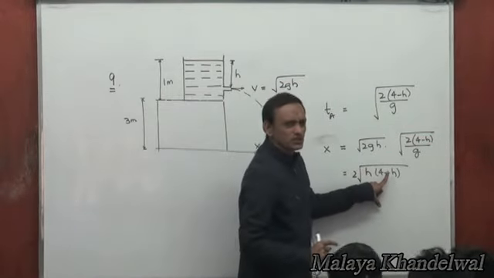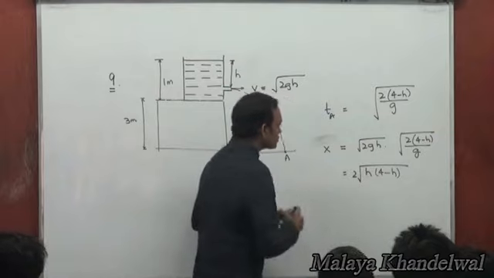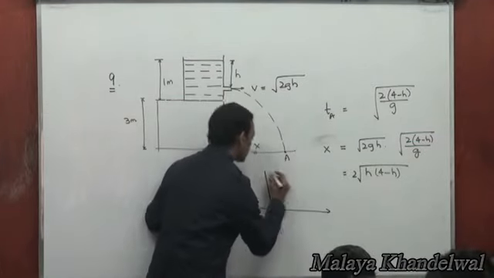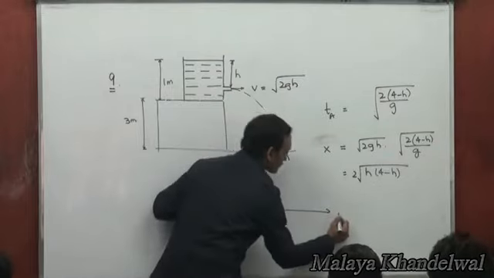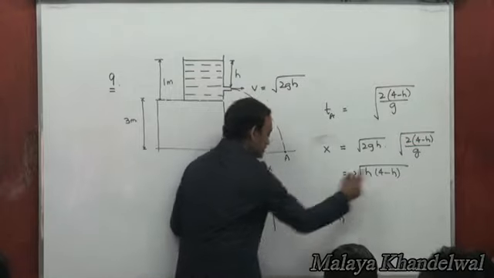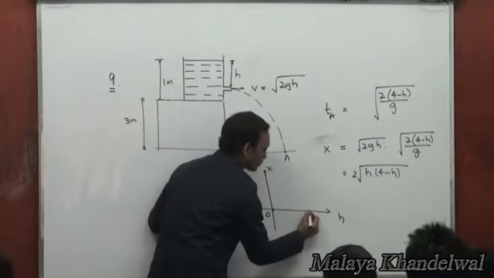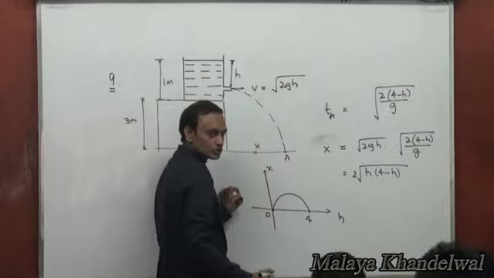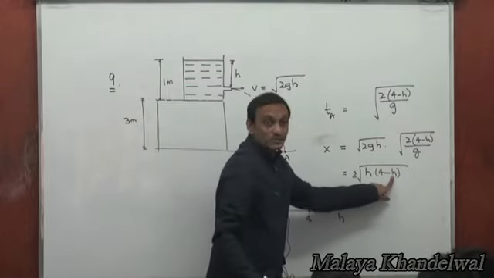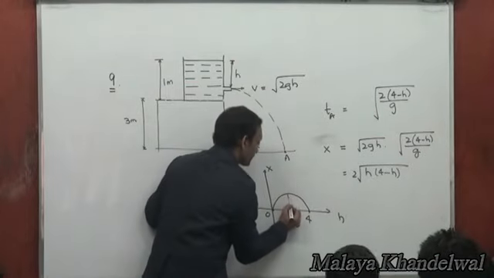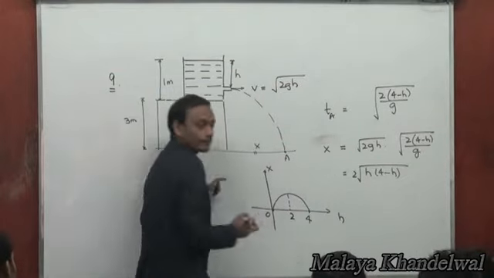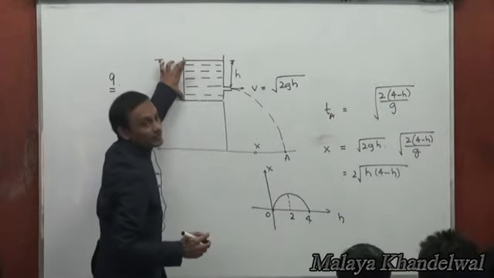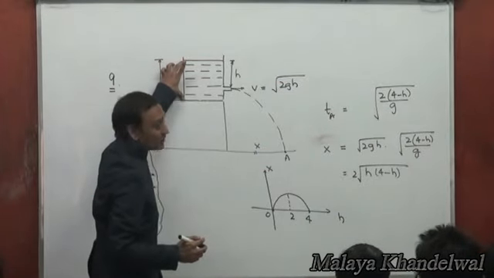The graph of X versus H here is like this: when H is 0 and H is 4, it becomes 0. It goes like this. These are the two roots. And at H equal to 2, it becomes a maximum. H equal to 2 becomes a maximum. But you don't have H equal to 2 available.